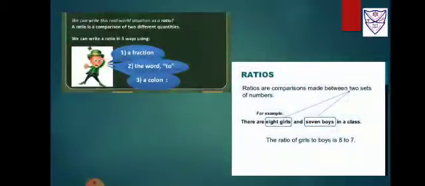Ratios are comparisons made between two sets of numbers. Here in this example, you can see that there are 8 girls and 7 boys in a class. So which two sets of numbers are there? Girls and boys. So we will write the ratio of girls to boys is 8 to 7, because there are 8 girls and 7 boys. So students, while writing a ratio, you place the first term first. Whatever is asked first, you have to place first. Here in this example, girls was asked first, so we have written 8 and then boys. So 8 to 7.